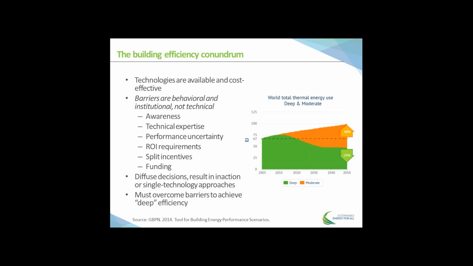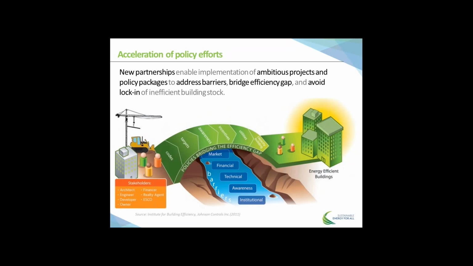To overcome many of these barriers, we need that deep efficiency. Looking at this beautiful picture, it clearly shows you the policies can bridge the efficiency gap. We know what we need to do, and new partnerships are needed, also working with us in this Building Efficiency Accelerator to implement more ambitious projects, implement policy packages that address those barriers, bridge the efficiency gap, and avoid lock-in.